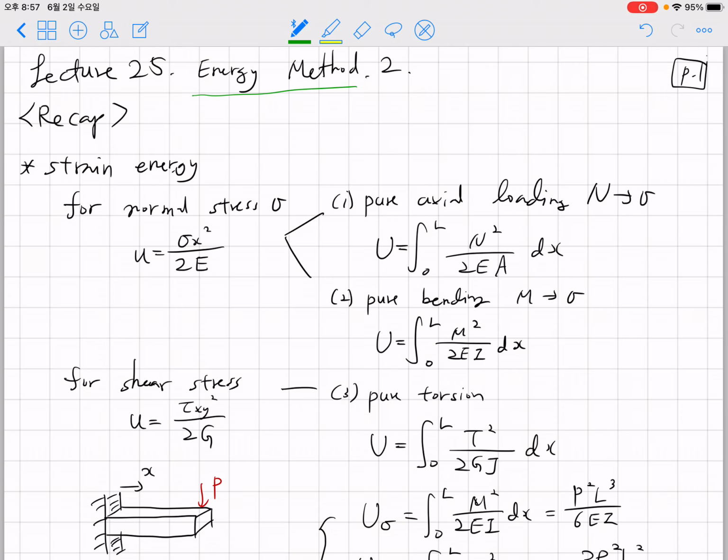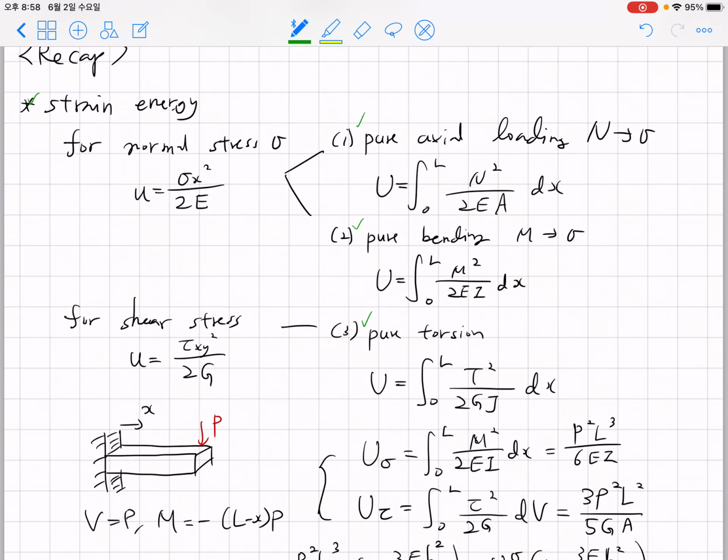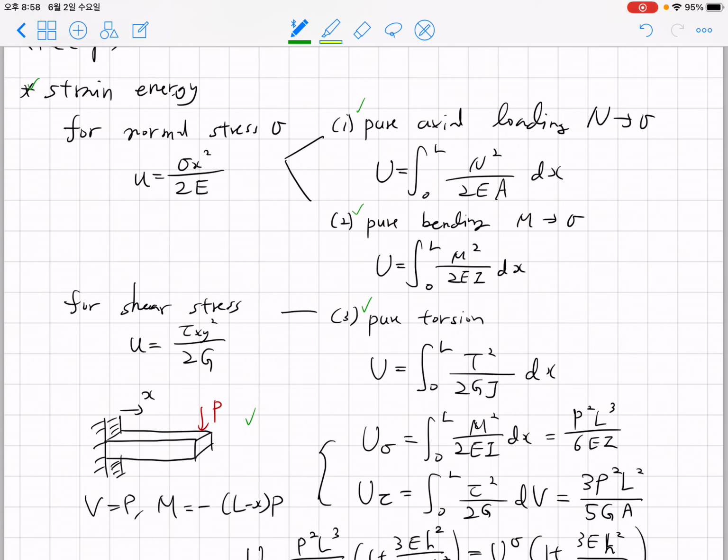chapter. So let's first start from the first topic that we covered last lecture, which is strain energy and strain energy density for relatively simpler loading. So we considered pure axial loading, pure bending, pure torsion, or a little bit more complex beam deflection problem, which includes both moment M and shear force V.